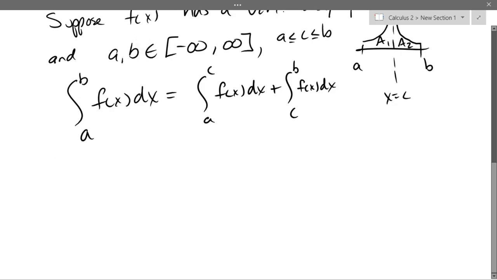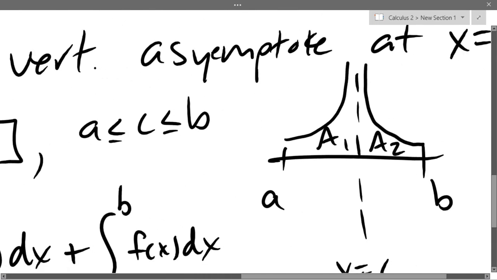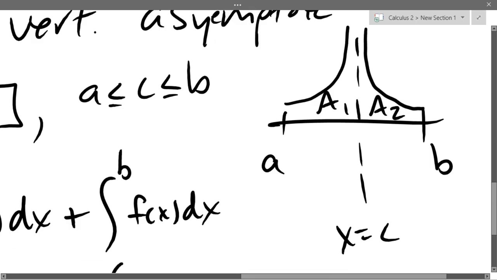And the last thing we're going to do is take some limits. So we're going to need some dummy variables. We'll go with y, and I'll go Greek. I'll go alpha and beta. So if we think about this picture right here, this vertical asymptote is x equals c. So what I need to do is have a limit approaching c on one side and a limit approaching c on the other side. So the first area from a to c is going to be a limit as we approach c on the left. The second area is going to have a limit as we approach c from the right side. So you get all your intuition out of this graph right here.